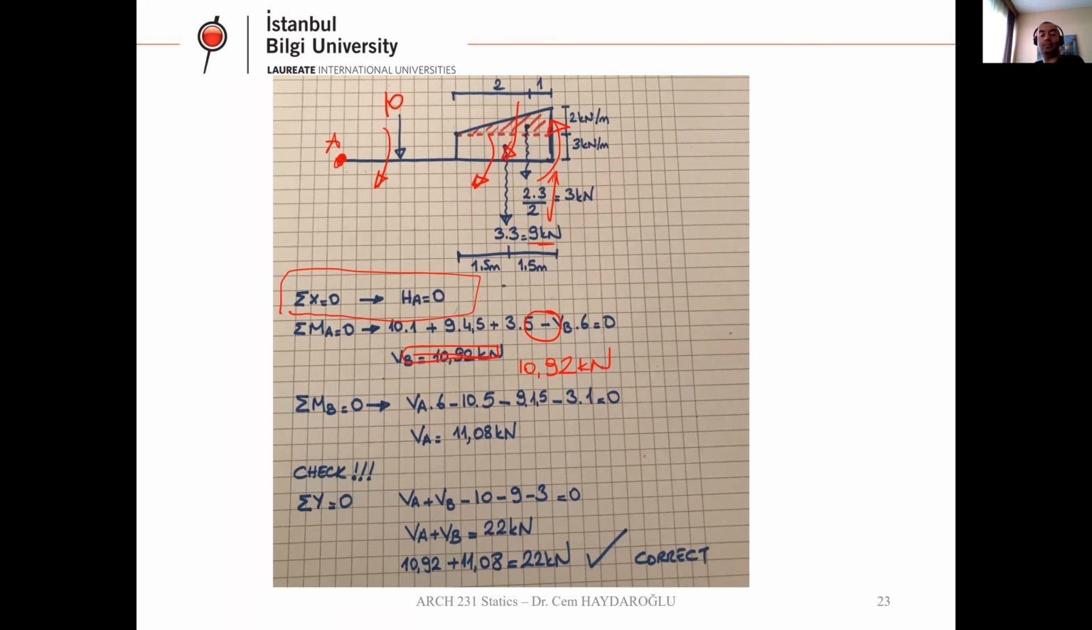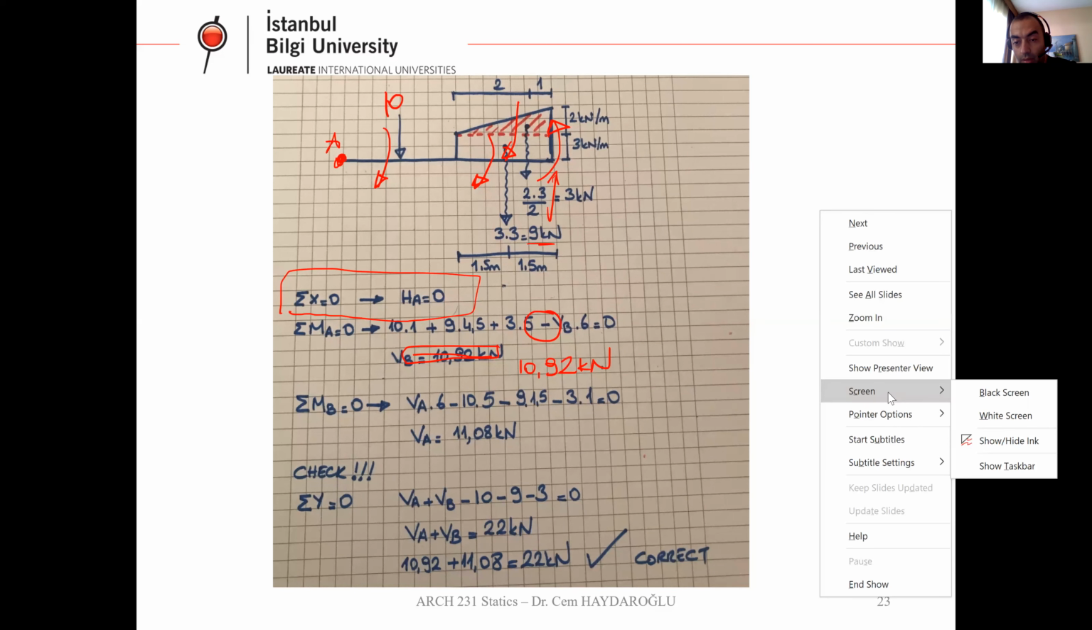Okay, let's write the moment B equals 0. Moment B, we have one unknown again, vertical A times, let's change color here. Let me change pointer.